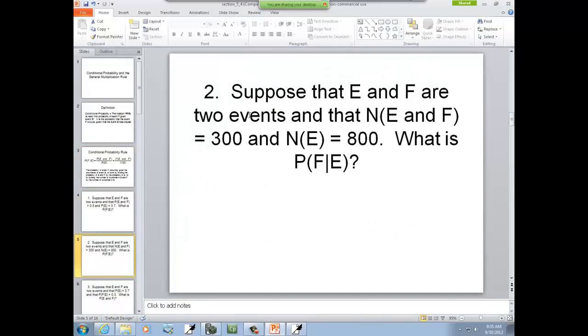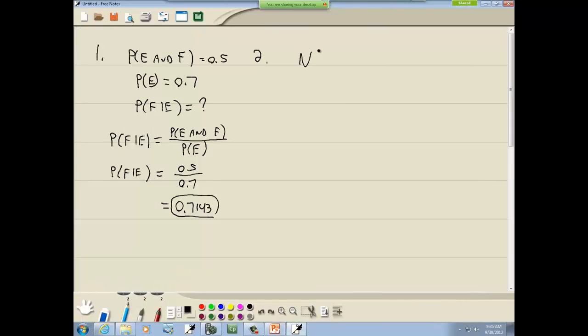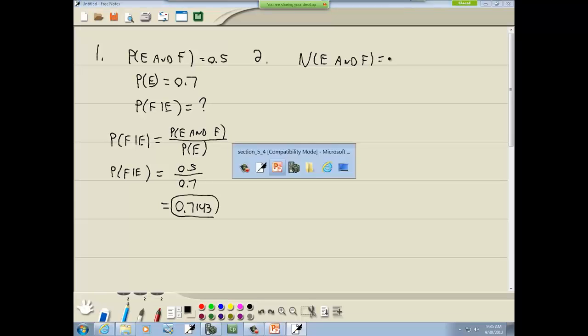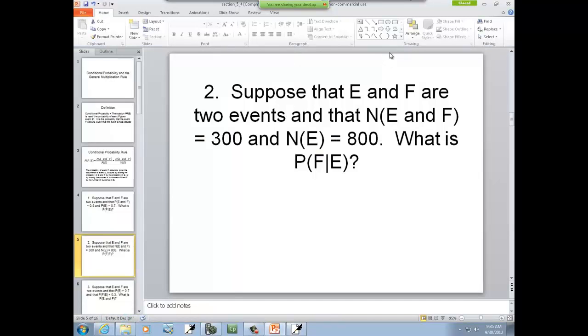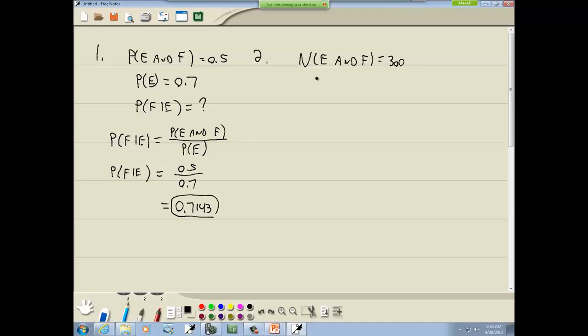Take a look at this one. It says suppose E and F are two events, and then the number of outcomes of E and F is equal to 300. The number of outcomes of E is equal to 800. What is the probability of F given E? So the number of outcomes of E and F is equal to 300, and the number of outcomes in E is equal to 800. And they want to know what's the probability of F given E.